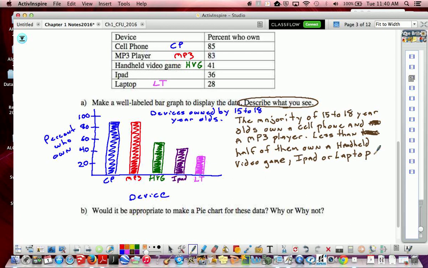So when you're asked to describe any time in statistics, you want to make sure that we're talking about all the data, and we want to make sure what we state is factually correct. Majority is more than 50%? Yep. Okay. We include the first two, the last three we have in the second sentence, and it's less than half.